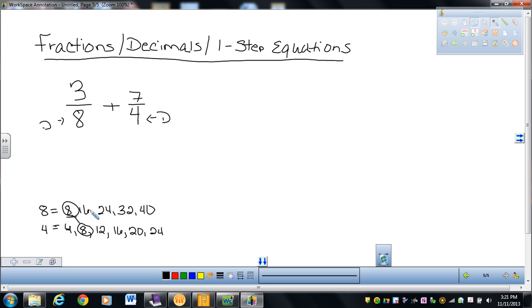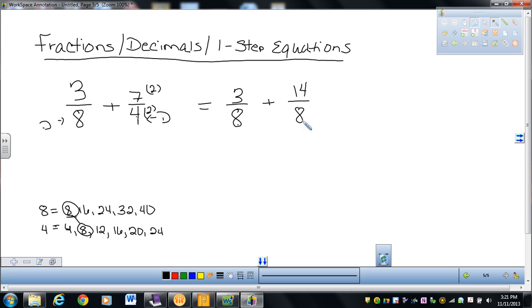So now we know that we need to make both of our denominators 8. Well, this one's already 8, so I don't have to do anything to it. So I can just copy that, because that's going to stay 8. This, however, needs to change to 8. So how do I make that 8? Well, I can multiply it by 2. And what I do to the bottom, I do to the top. So, if I multiply 4 times 2, I get 8. And if I multiply 7 times 2, I get 14.